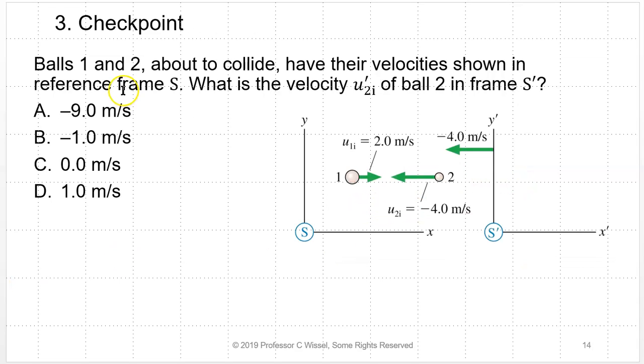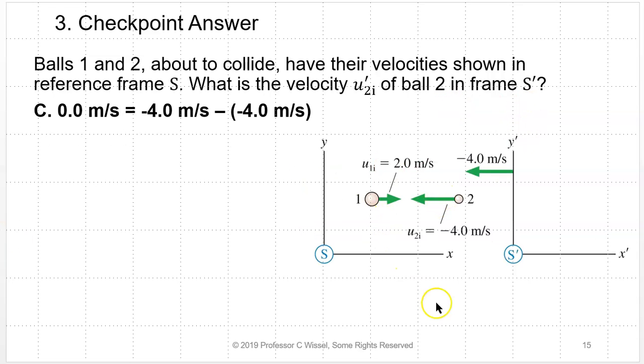Balls 1 and 2 are about to collide, with the velocities as shown in reference frame S. What's the velocity u2 prime of ball 2 in frame S prime? It ends up being 0. So what you're looking for is that this one right here is moving along with this frame. So relative to this frame, this is not moving at all.